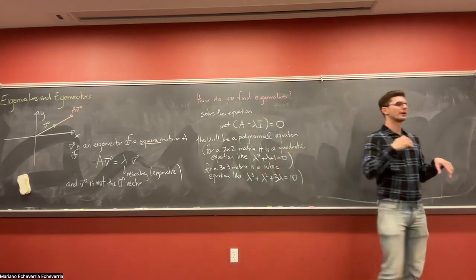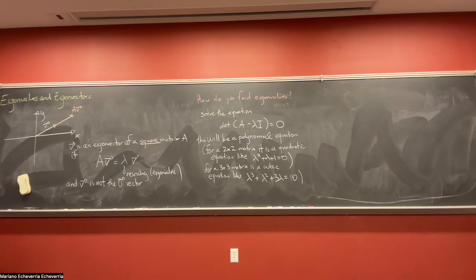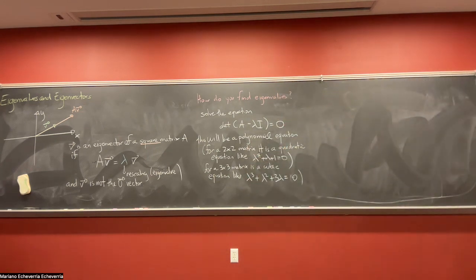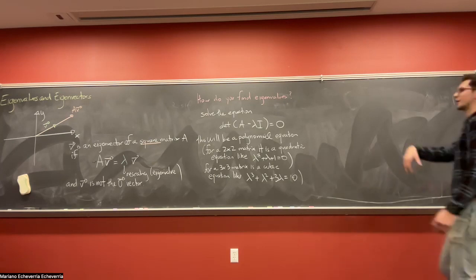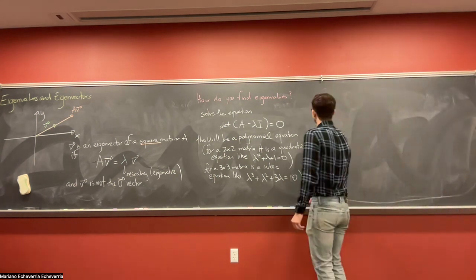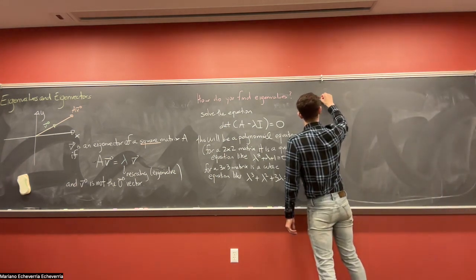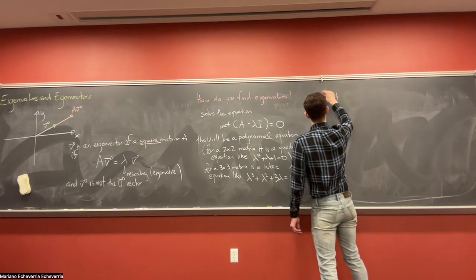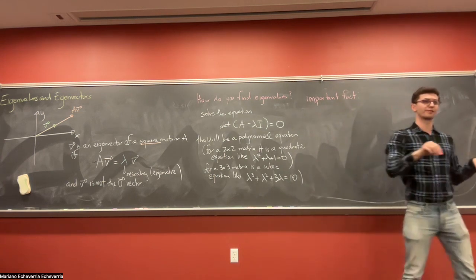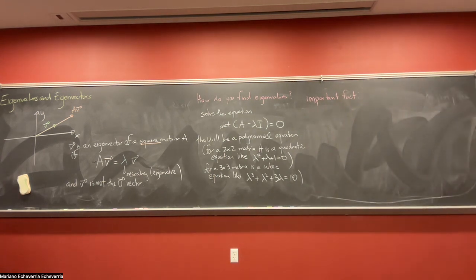In general, a quadratic polynomial has at most 2 different roots, and something similar happens for higher degrees. A cubic polynomial will have at most 3 roots, and a polynomial of degree 4, something that starts with lambda to the 4, would have at most 4 roots. So here's an important fact: for an n by n matrix, you can at most find n distinct eigenvalues. That's the most that you will ever be able to find.